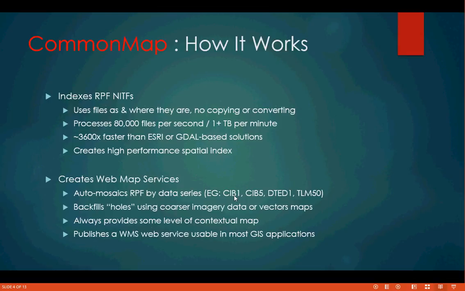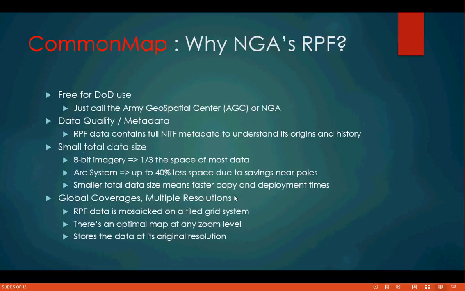It indexes RPF, doesn't move it, doesn't copy it, doesn't convert it. 80,000 files per second, more than a terabyte per minute. 3,600 times faster than Esri or GDAL-based solutions. That creates a high-performance WMS that intrinsically understands RPF, shows the right data series at the right time. If there's holes in your data, it will show coarser imagery underneath it. If there's no appropriate coarser imagery to show, it'll show you a vector map. So there's always some sort of contextual map going on. And again, provides this as a WMS service to whatever GIS application you really need to use.